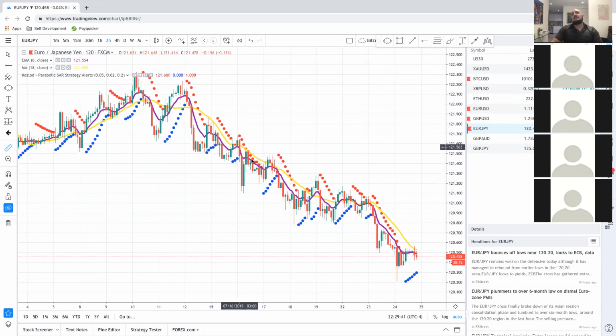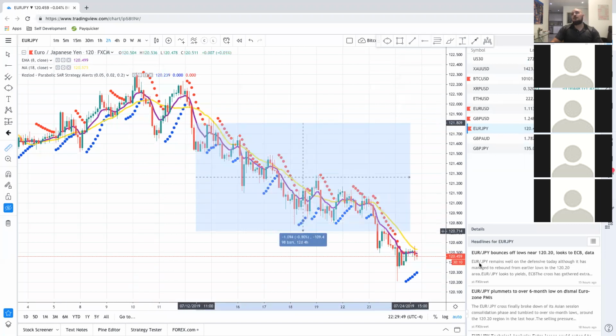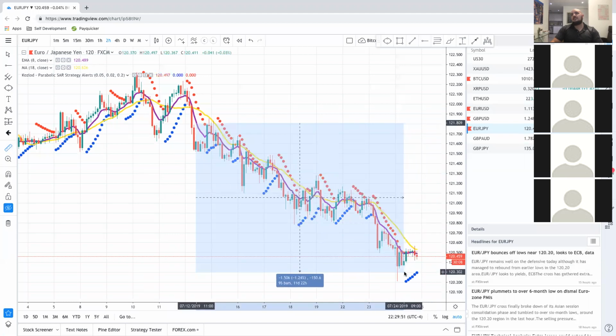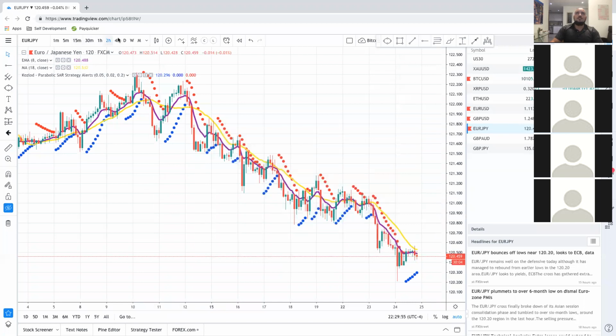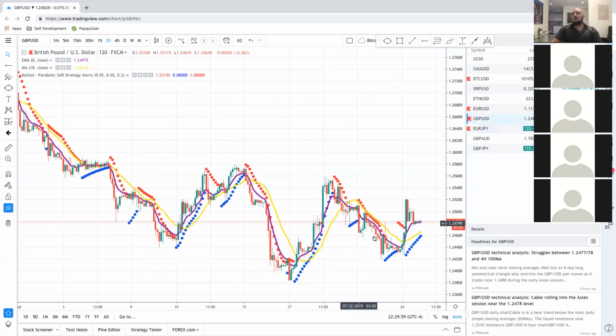But look at this. It really shot down. Let's say you wouldn't have gotten out. It's flipped here. It crossed there. You would have got in here. You could have still been riding this thing down, guys, for 140 pips, right? So it's very, very powerful. I don't do it on EJ much. I don't trade EJ right now a lot.